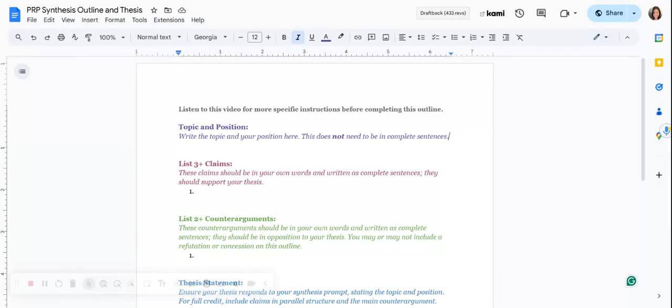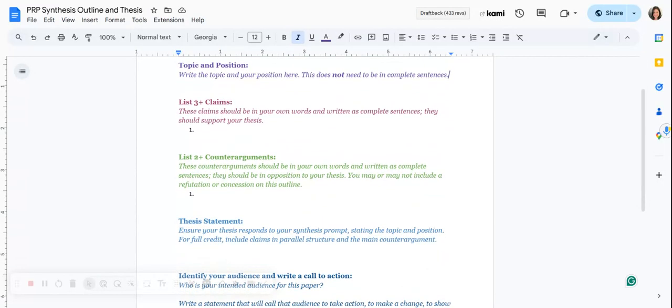It does not need to be in complete sentences. For example, I could simply say school uniforms, agree. Or I could write school uniforms should be implemented. Or school uniforms equals good. It really doesn't matter. I just want to make sure at the top of the page that you have your topic and position. Next, you're going to list 3 or more claims.